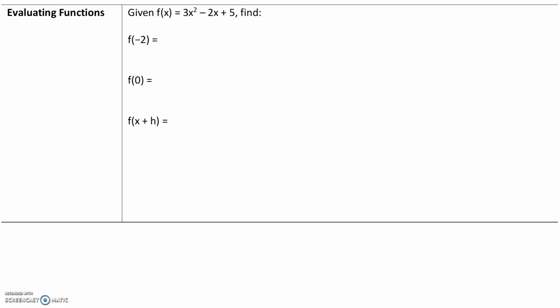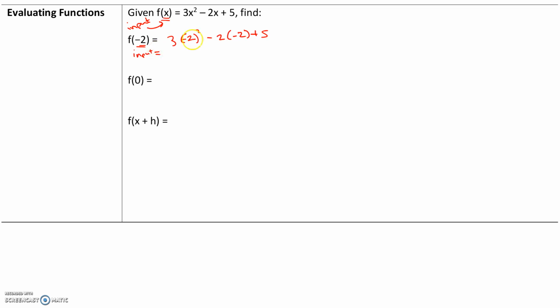Now let's talk about evaluating functions. When we evaluate functions, the number or the expression inside the parentheses, this is the input. We take the input and we replace it with each x value on the right side. For example, if we want to evaluate f of negative 2, that means our input is negative 2. And this input replaces each of the x's on the right side. So we have 3 times negative 2 squared minus 2 times negative 2 plus 5.